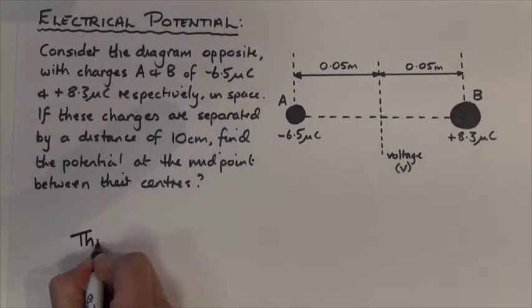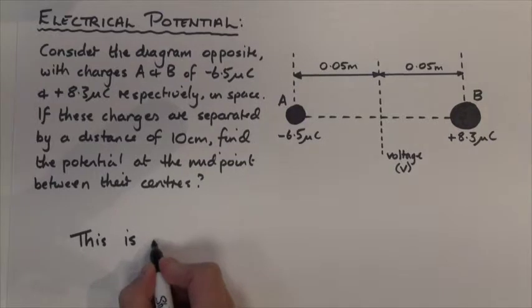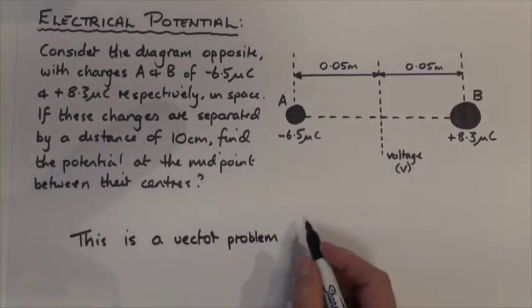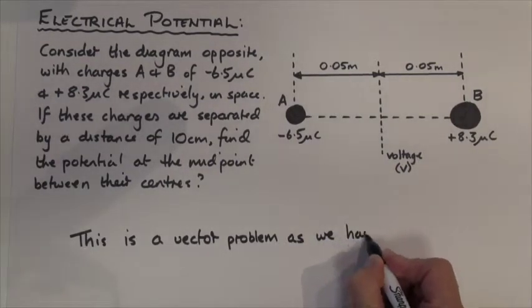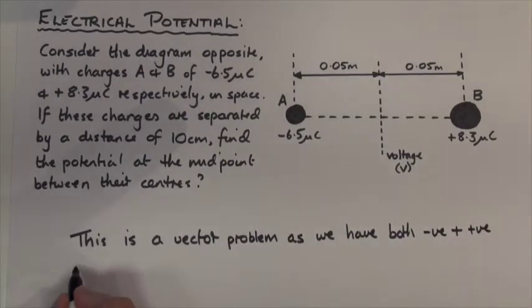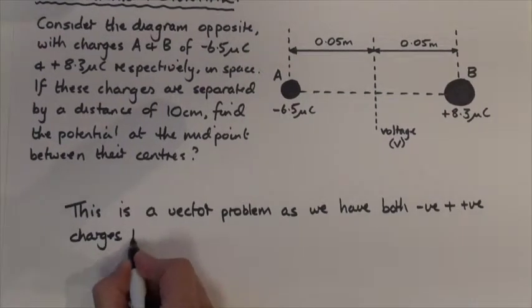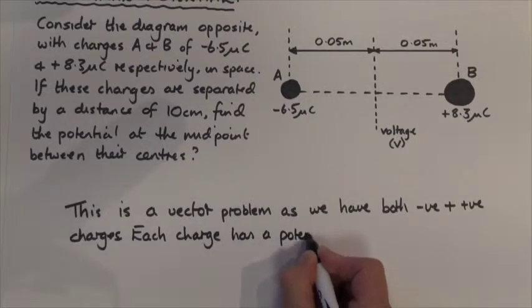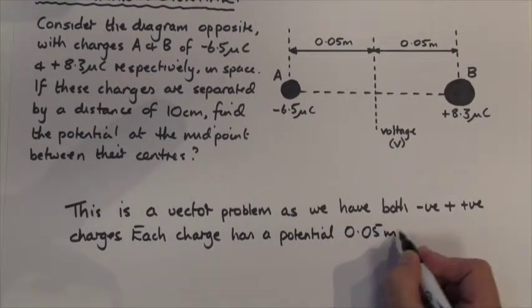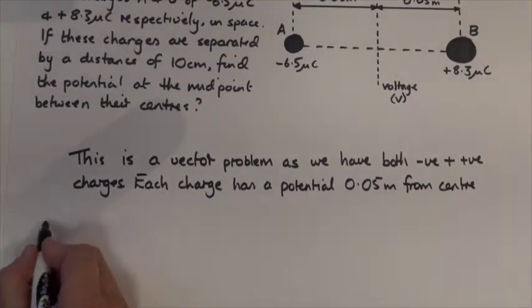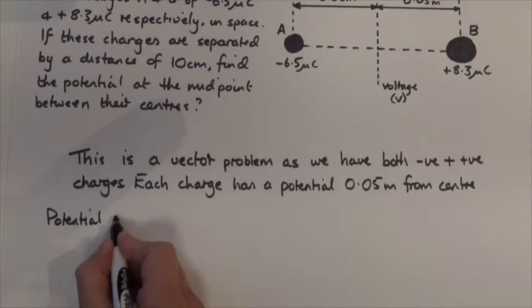Now, the first thing that we need to know is that this is a vector problem. The reason why it's a vector problem is we've got a negative charge for A and a positive charge for B. So I'm going to write that down. Okay, so I know that basically each charge has a potential at 0.05 meters from the center of each of the charges. So let's work out the potentials for each.